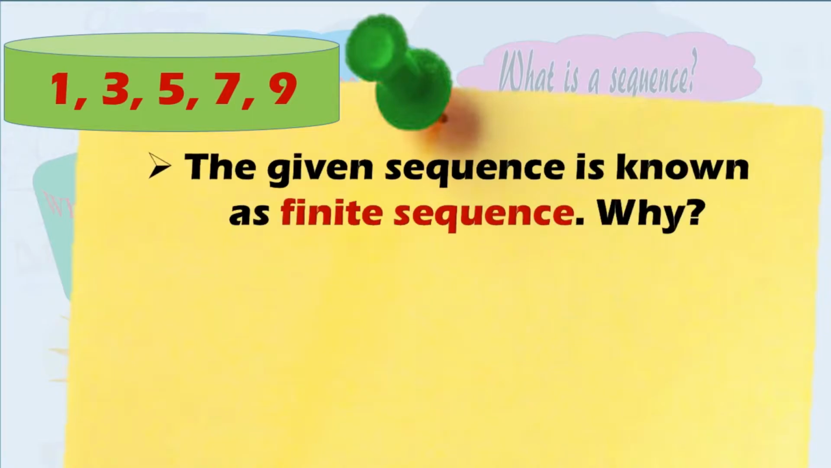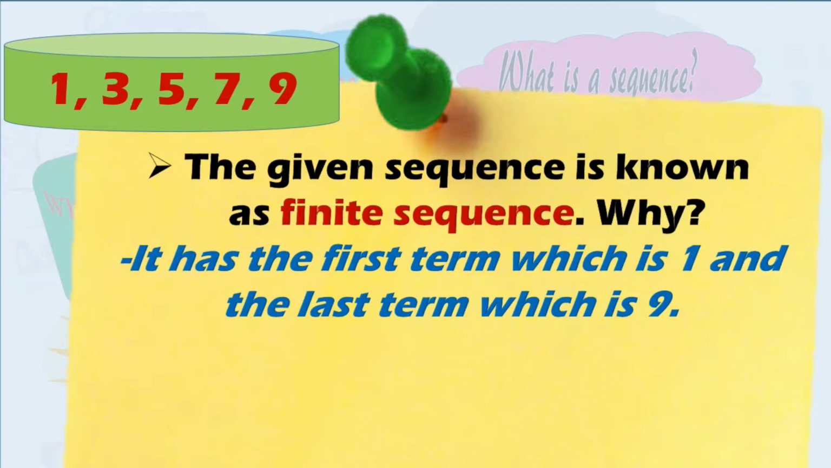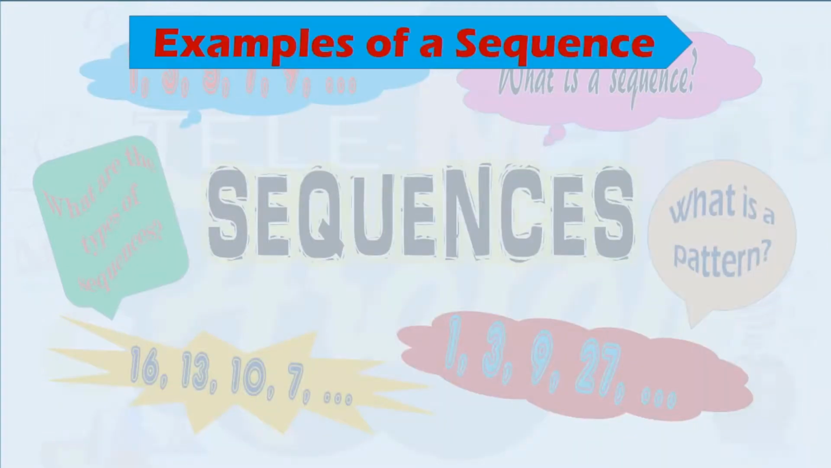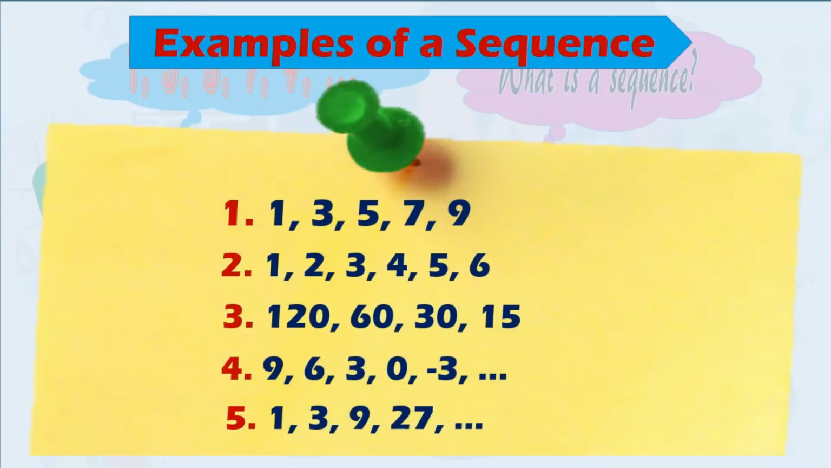The given sequence is known as finite sequence. Why? Because it has the first term, which is 1, and the last term, which is 9. If the sequence has the first term, but no last term, then it is known as infinite sequence. Let's have the examples given to you.